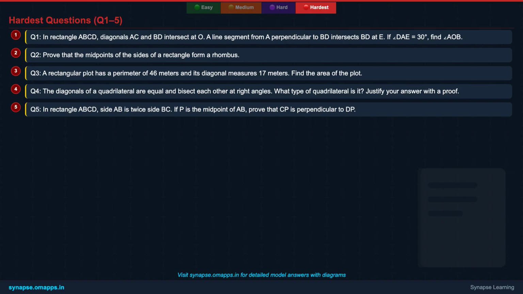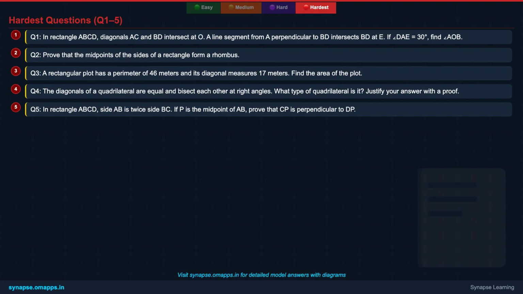Q3. A rectangular plot has a perimeter of 46 meters and its diagonal measures 17 meters. Find the area of the plot. Q4. The diagonals of a quadrilateral are equal and bisect each other at right angles. What type of quadrilateral is it? Justify your answer with a proof.